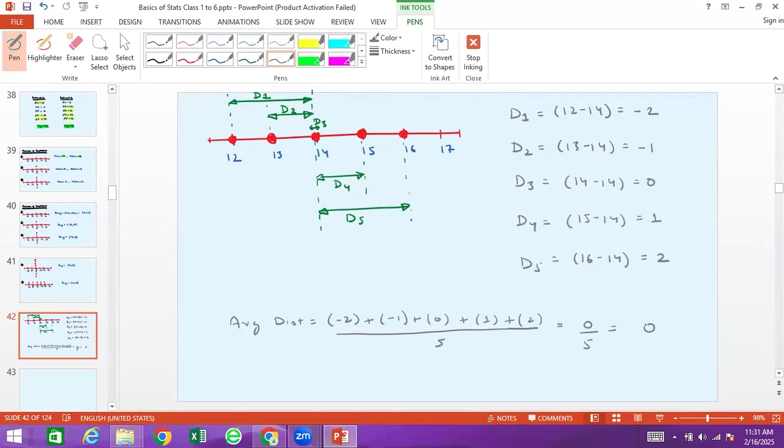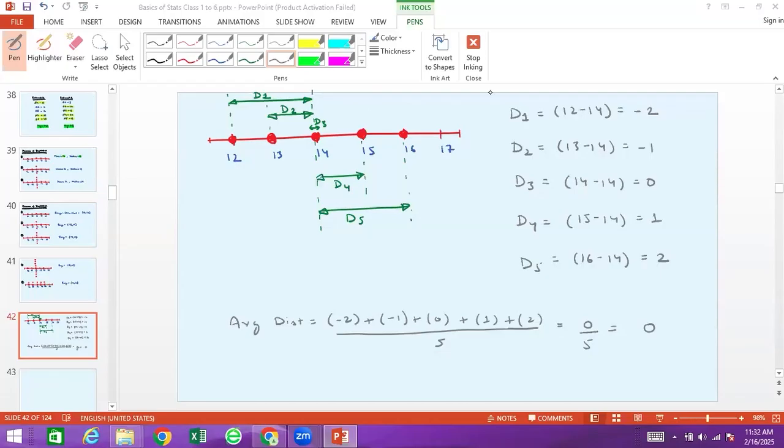Now, is this correct? Is it right to say that the average distance from the mean is 0? Yes or no? What do you think? No, right? Are you saying that all the points are on the average itself? When we say the average distance from the mean is 0, it means that everyone is on the mean itself. Right? That is not correct.